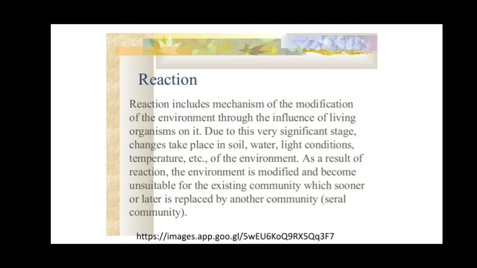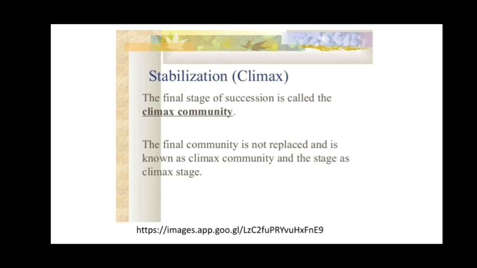Next is reaction, which includes the mechanism of modification of the environment through the influence of living organisms on it. This is a very significant stage, where changes take place in the soil, water, light conditions, and temperature of the environment. As a result of reaction, the environment is modified and becomes unstable for the existing community, which sooner or later is replaced by another community, that is, a serial community.